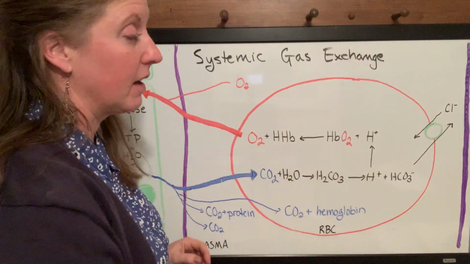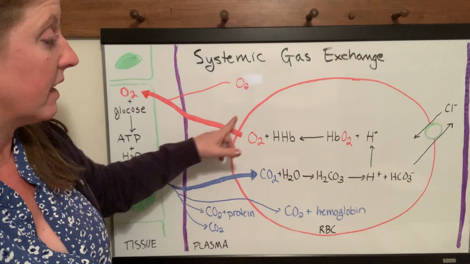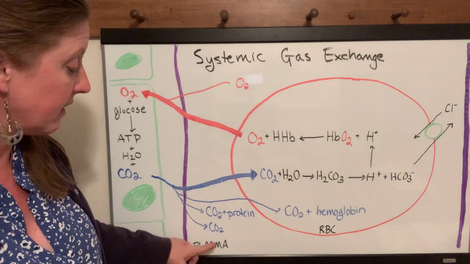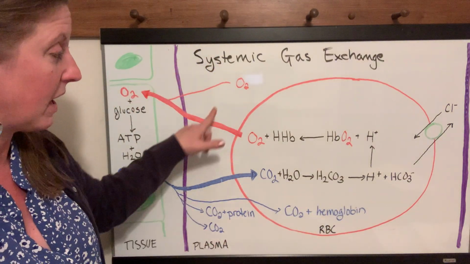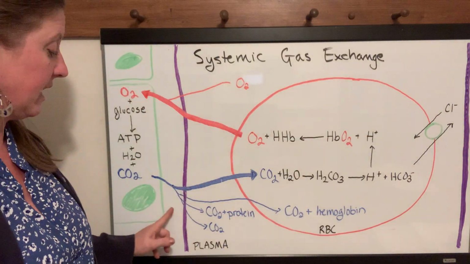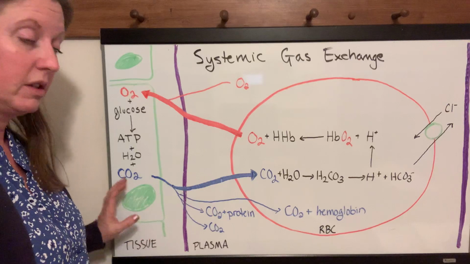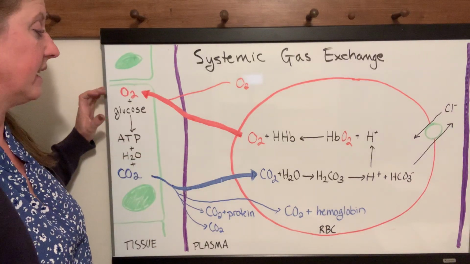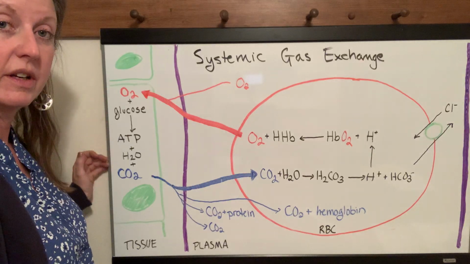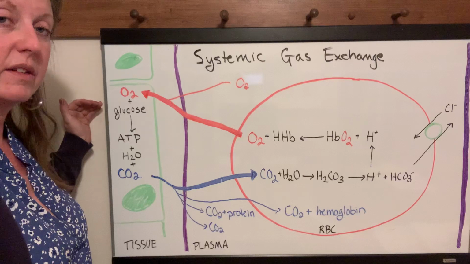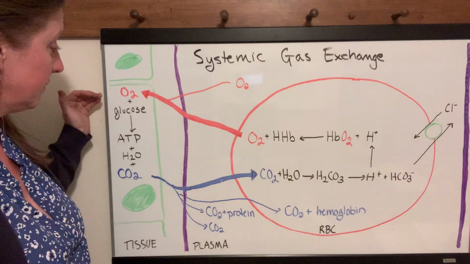flowing up and down. Inside the capillary is a red blood cell, and that red blood cell is surrounded by the liquid portion of blood, which is the plasma. On the outside of the capillary wall, there are cells and interstitial fluid, and inside the cells, there is the process of cellular respiration taking place. So let's start there.